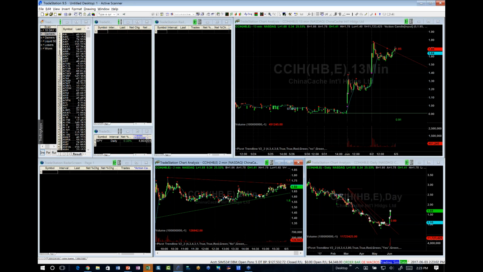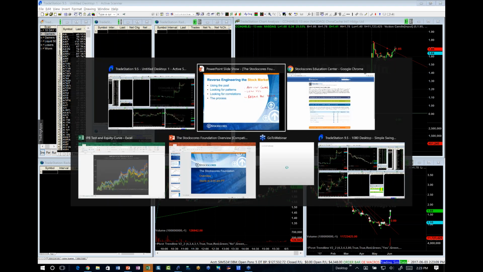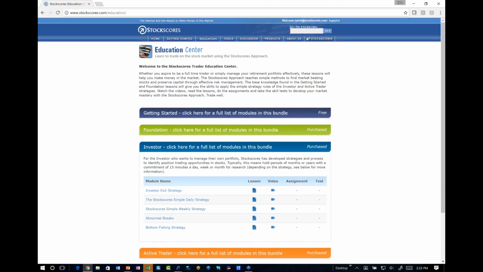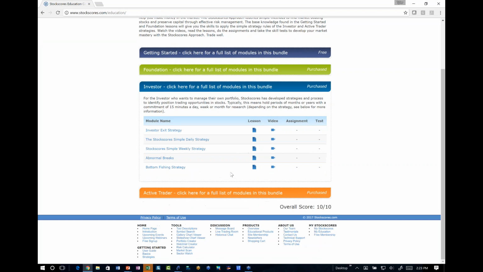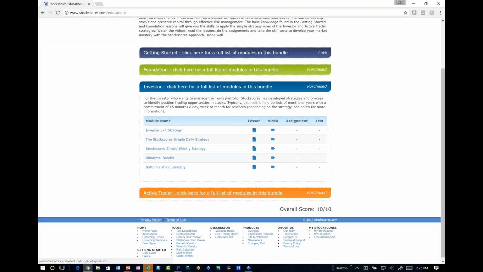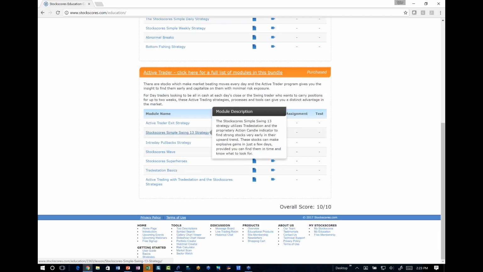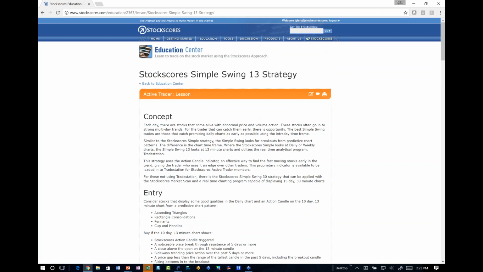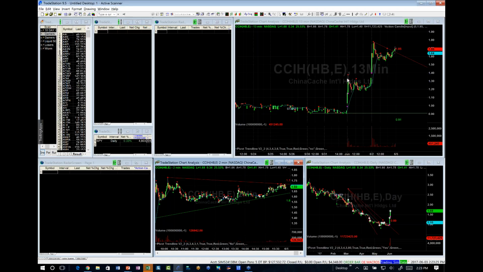So this is essentially the Stockscores simple swing strategy. We look for action candles. You can do it with TradeStation. You can actually do it with Stockscores as well, not as cleanly, but if you go into the Stockscores simple swing strategy, there's the concept explained and the rules. It's basically doing what I just showed you on the 13-minute chart, looking for action candles, breaking out from a predictive chart pattern and looking on multiple time frames.